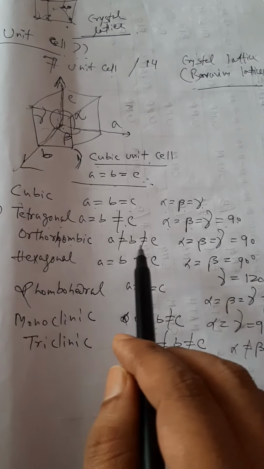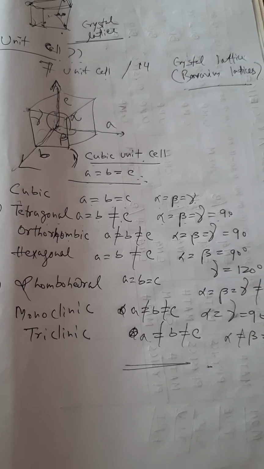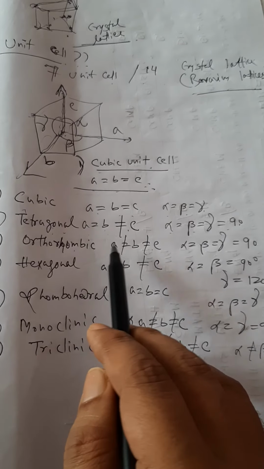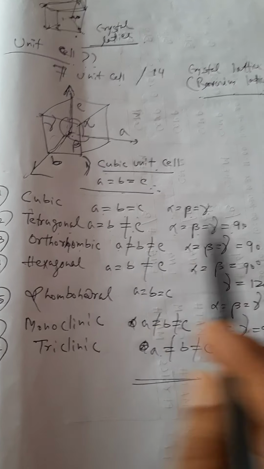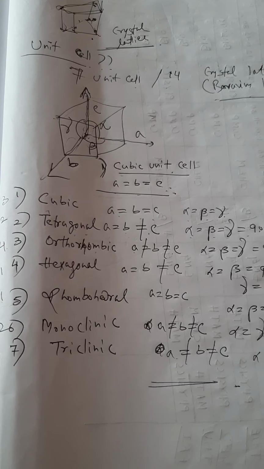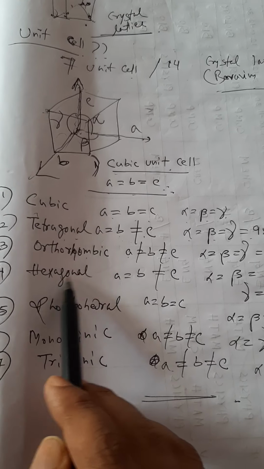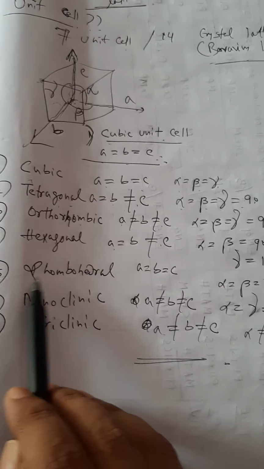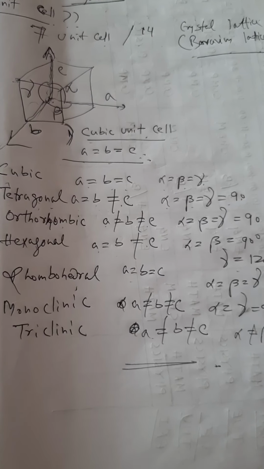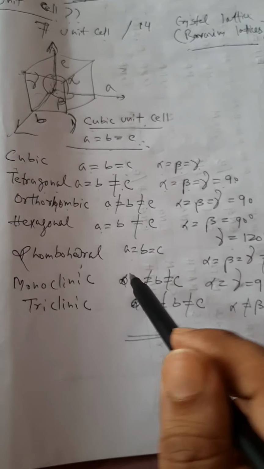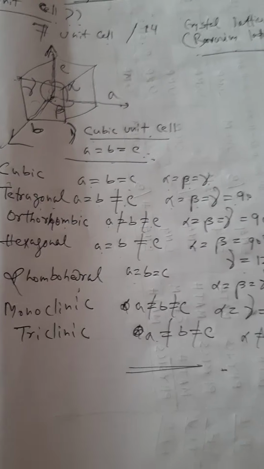For orthorhombic, A not equal to B not equal to C, alpha equal to beta equal to gamma equal to 90 degree. Angles are the same, but A not equal to B not equal to C. A, B, C here are edge lengths. Hexagonal, A not equal to B not equal to C. Rhombohedral, A equal to B equal to C, and gamma equal to 120 degree. Monoclinic, A not equal to B not equal to C, alpha equal to gamma equal to 90, and beta not equal to 120.